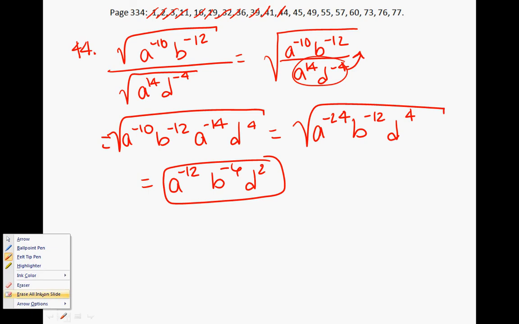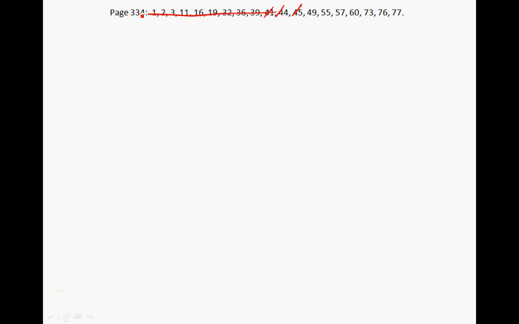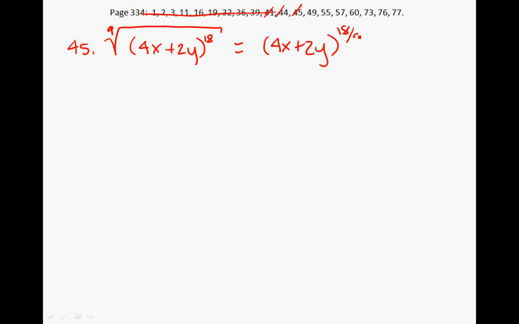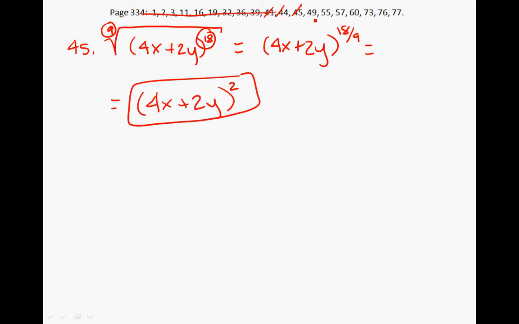Okay, so let's clear off the screen, and we'll now do 45. So for 45, we have 4x plus 2y to the 18th, and that's all the 9th root. And so, again, if you want to think about this as a rational exponent, we have 4x plus 2y to the 18 over 9. Remember, this number goes on top, this number goes on bottom. And so when you reduce that, you get 4x plus 2y squared. And so that would be your answer to that one.